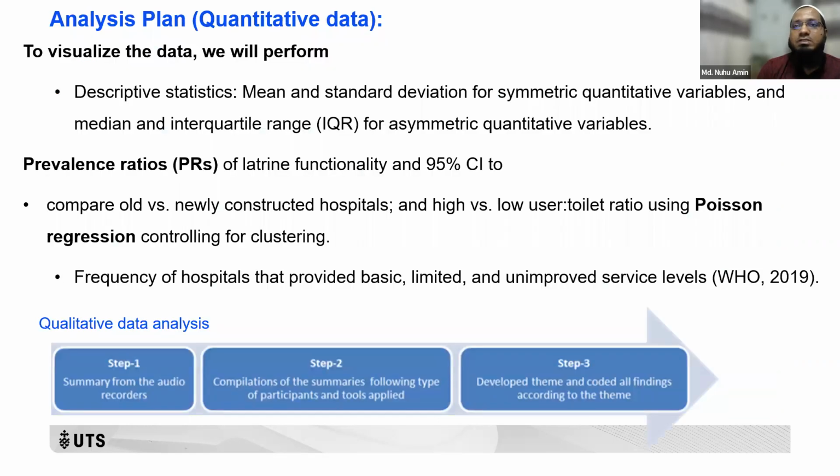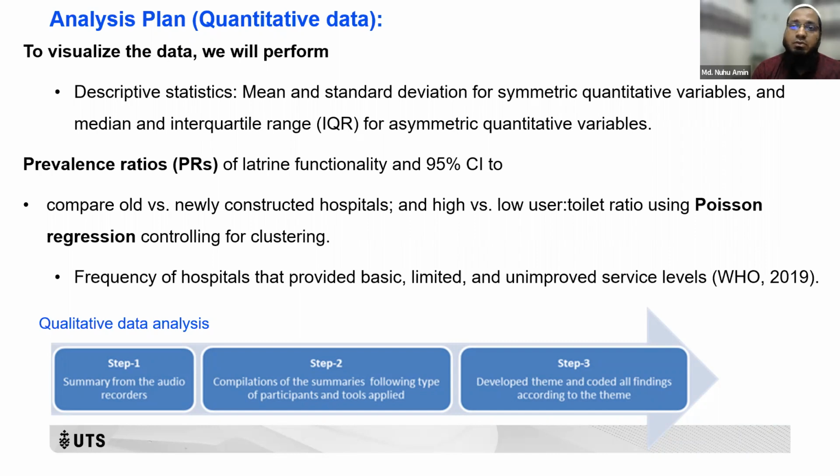So now let's talk about the data analysis plan. We will do descriptive analysis, with mean and standard deviation, interquartile range, and the frequency of different parameters. We'll do a Poisson regression analysis for the prevalence ratio, to compare old versus newly constructed hospitals, and high versus low user ratio. The frequency of hospitals that provide basic, limited, and unimproved service will also be categorized according to the WHO and JMP standards.